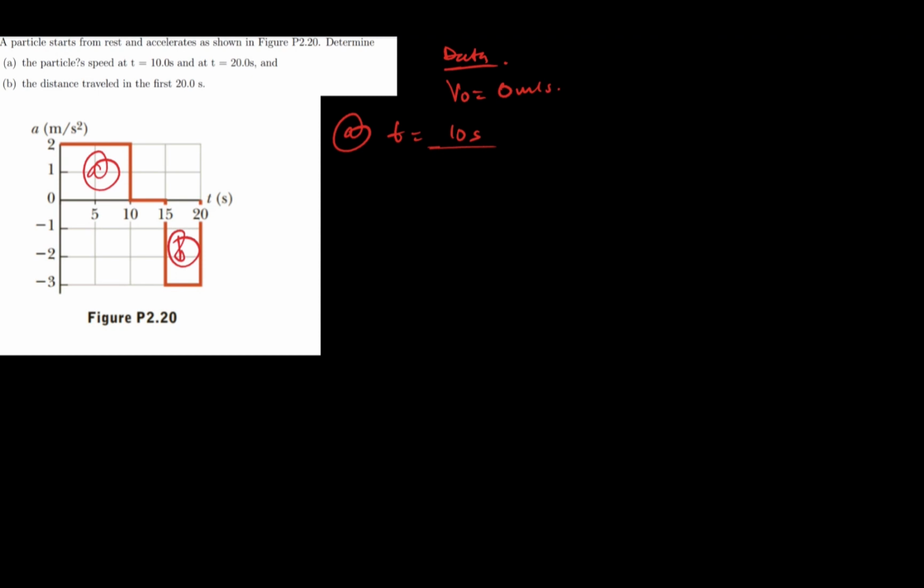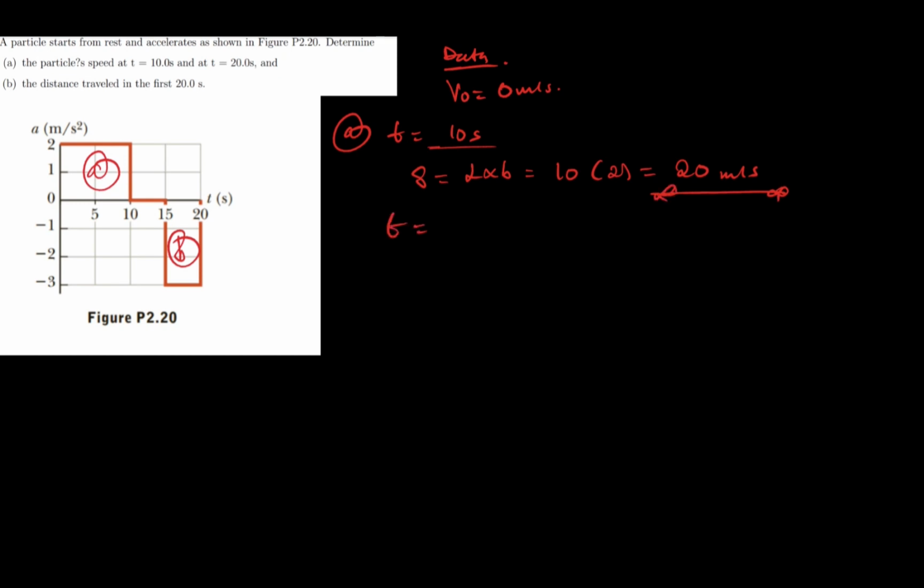So we know that speed will be equal to the area of shape A, which is L times B. The length is 10, then the breadth is 2. So we have the speed of 20 meters per second. So I've solved for the first portion.